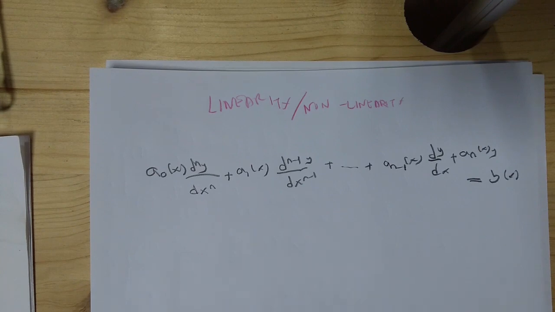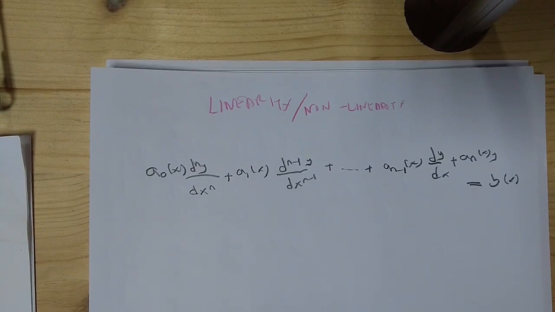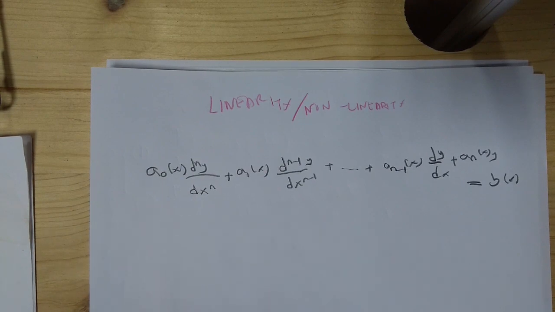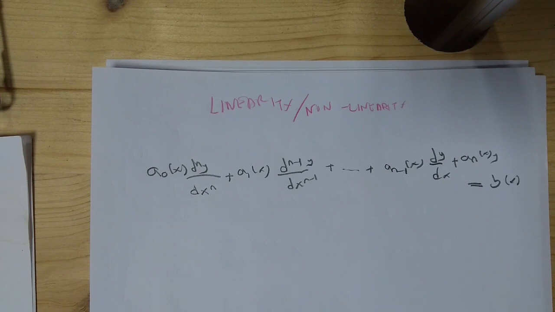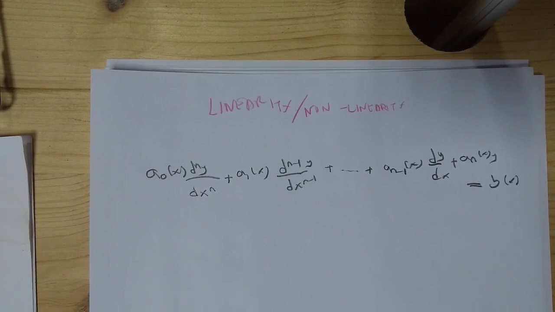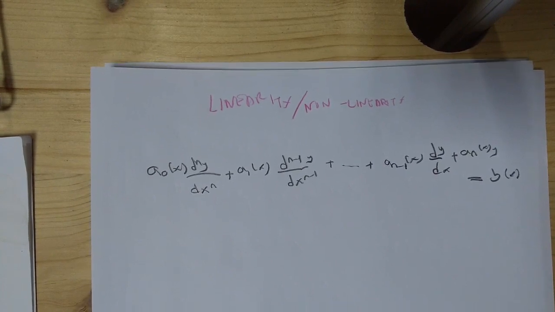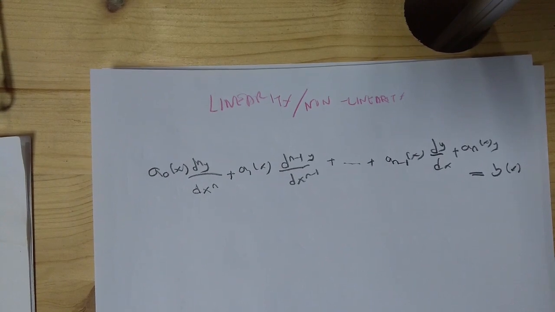Okay, so we observe that the dependent variable y and its various derivatives occur to the first degree only. And third, no transcendental functions of y and/or its derivatives occur.